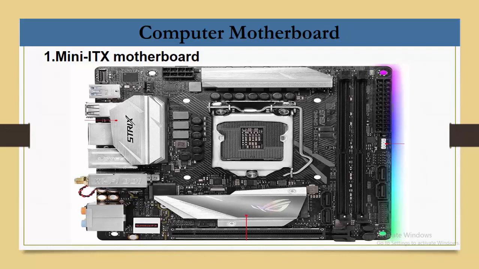A mini ATX motherboard measures around 17 by 17 centimeters or 6.7 by 6.7 inches in dimension. Computer cases which support a mini ATX motherboard will have the screw holes at the exact same position, no matter which case you buy, and these dimensions are fixed.